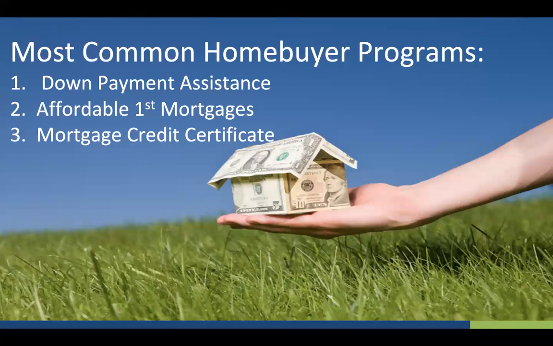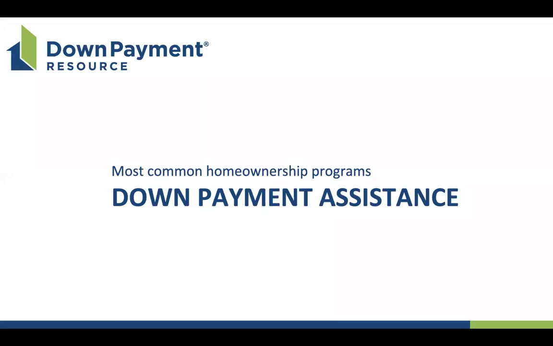Now, let's get into the three most common types of homebuyer programs. That was a little bit of background about DPAs in general and some of the overarching universal requirements of homebuyer assistance. But let's talk first about down payment assistance. Now, we already said there are other kinds of homebuyer programs or home ownership programs out there. We're going to get into those affordable first mortgages, and then we're going to get into mortgage credit certificates, which are tax credits. But first, let's look at down payment assistance.